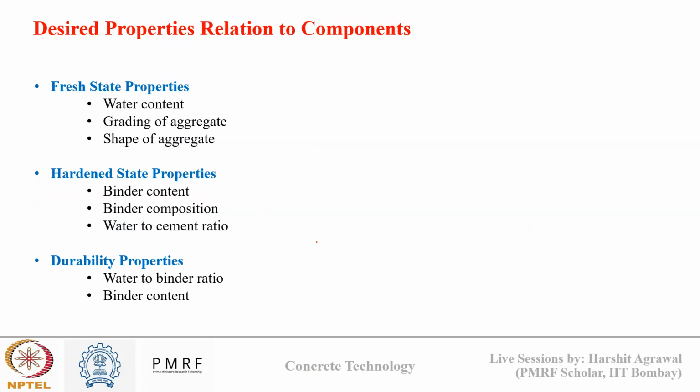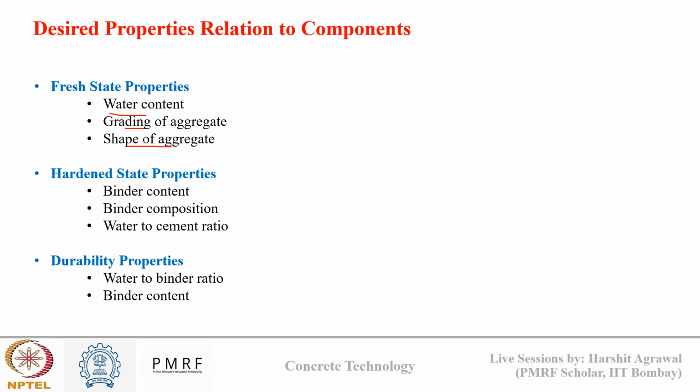Okay. Now, each component that is added into concrete can affect one or more desired properties of concrete. Fresh properties depend upon water content, grading of aggregates, and shape of aggregates. How? Higher water content will increase the flowability of concrete. Proper grading of aggregate ensures high packing density, and thus, with limited cement paste, we can have higher workability in concrete, as we discussed in week 2 content.